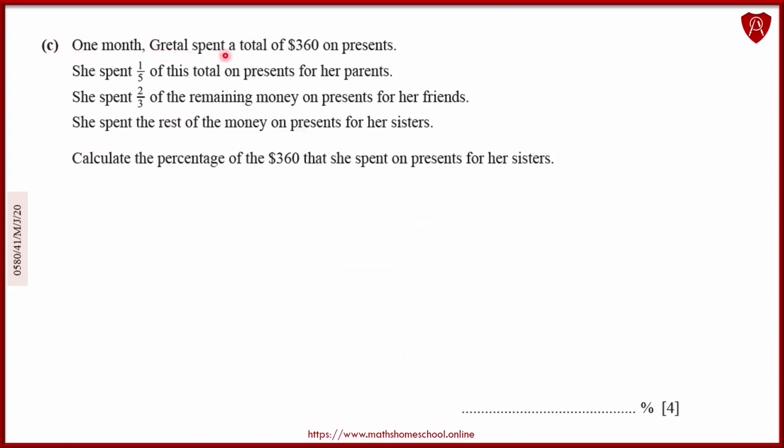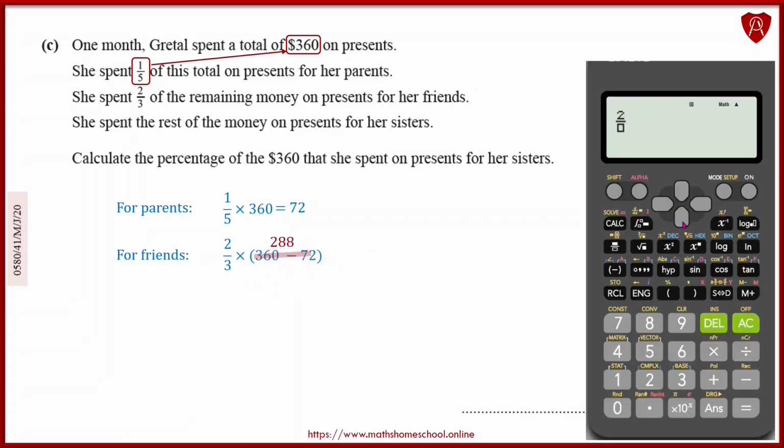In 1 month, Gretel spent a total of $360 on presents. She spent a fifth of this total on presents for her parents. For parents, she spent a fifth of $360. A simple calculation gives $72. She spent 2/3 of the remaining money on presents for her friends. For friends, 2/3 of the remaining money. 360 minus 72 is 288. 2 over 3 times 288 is 192. We have $192 spent for friends.